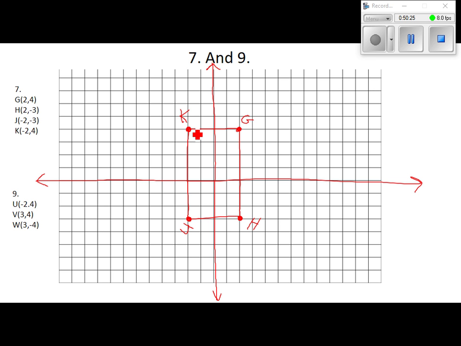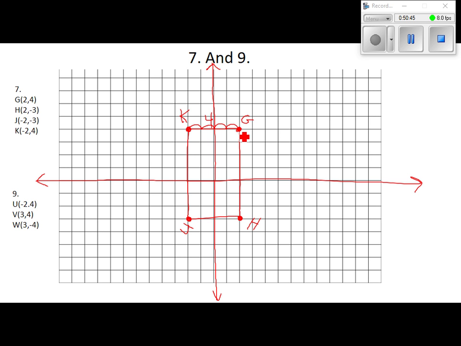What do we know about all lines? They're all straight. No reason to say straight line, because we know they're straight. How long is segment KG? 1, 2, 3, 4. That's 4. Remember, count spaces, not lines.